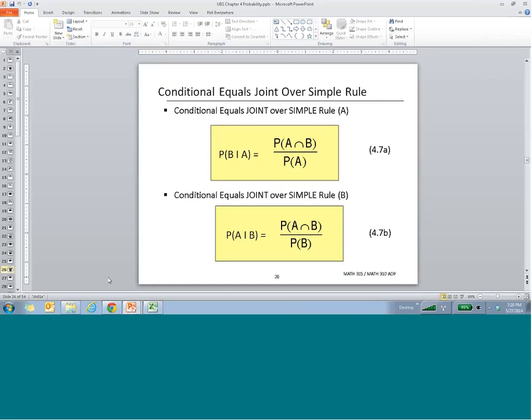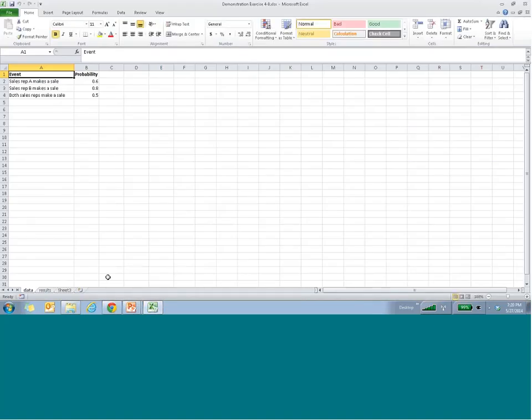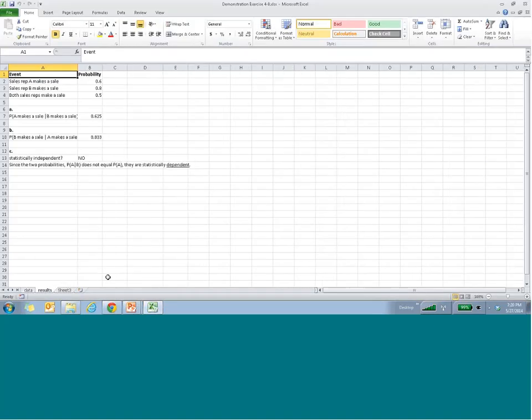So conditional probability, example 4.8. Are you following me so far? Am I losing you? I'm good. Okay. Good. All right, so I'm on page 124 now, the conditional probability.